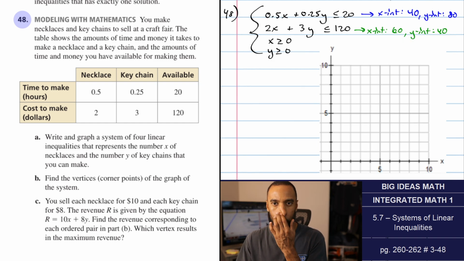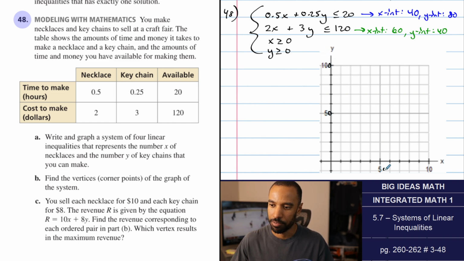Okay, so x is the number of necklaces, y is the number of keychains, though it doesn't matter now. Now we're just graphing. So 40, 80, let's just go to 100. So 100 here, 50 here, 50 here, 100 here. X-intercept of 40, y-intercept of 80. And we are bounding ourselves by the zero spots. I've been doing that the whole time, I've just not been writing it every time.